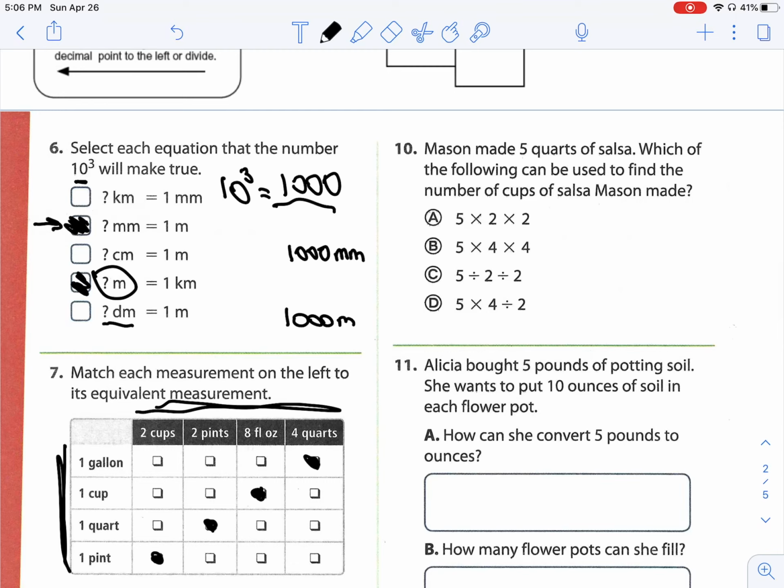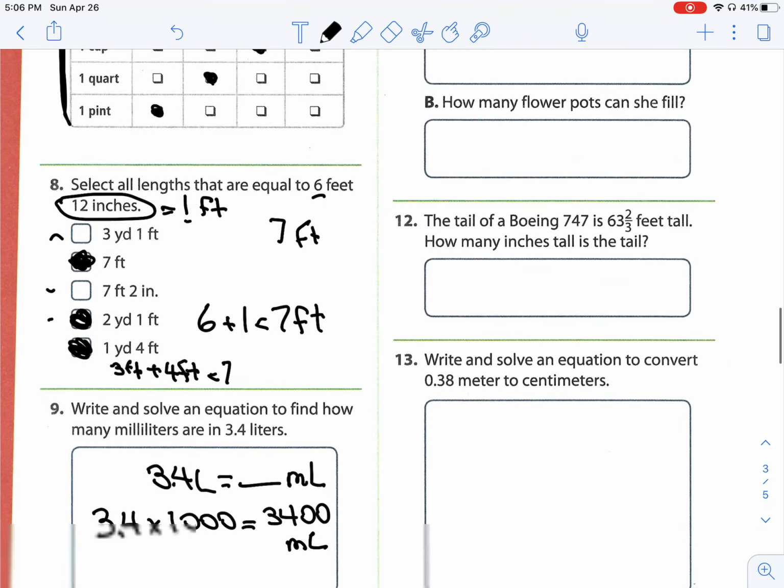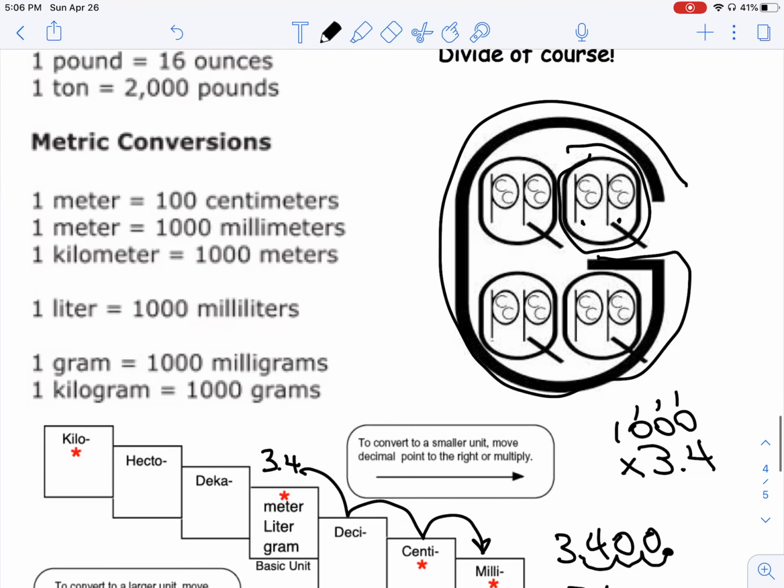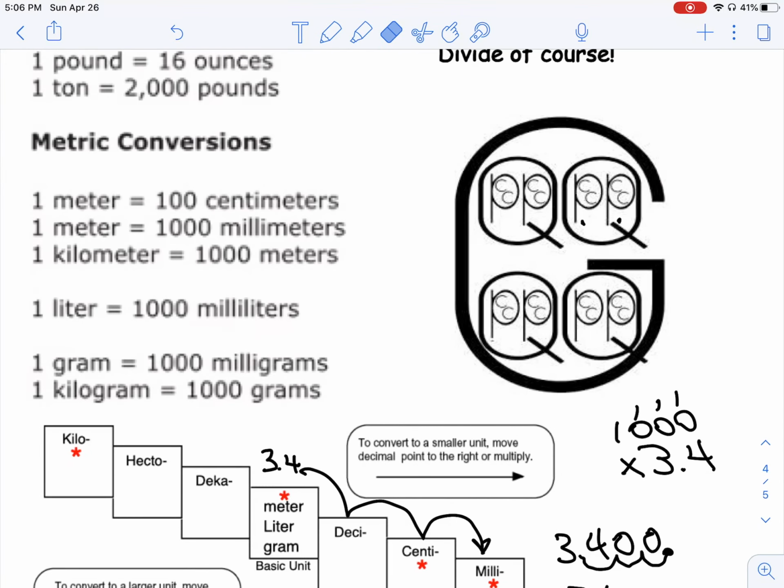Number 10, Mason made 5 quarts of salsa. Which of the following can be used to find the number of cups? So we're going from quarts to cups. Now let's just take a look at the diagram down here. All right, I'm all over the place, sorry.